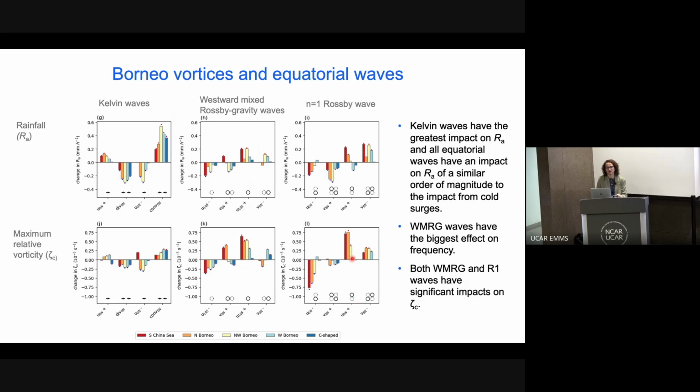So what the equatorial waves are doing, depending on their position, is they can strengthen the northeasterly flow and therefore enhance the vorticity, or, depending on whether they're in the positive phase, they can enhance the relative vorticity of the Borneo vortex, or if it's the negative phase, then it can weaken it.